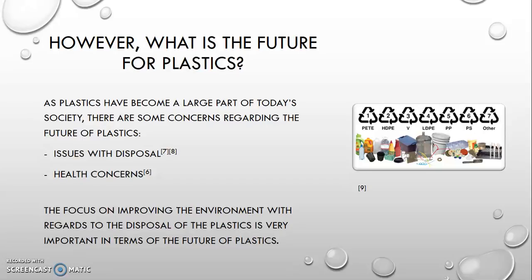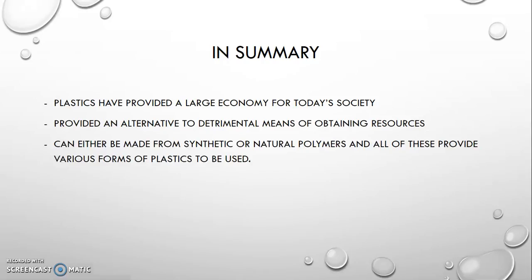So, in summary, we can say that plastics have provided a large economy for today's society, but they have also provided an alternative to a detrimental means of obtaining resources. As we've discussed previously, our source of ivory was the slaughtering of elephants, and plastics have now provided an alternative, having the same sort of properties as ivory. But also, plastics can be made from either synthetic or natural polymers, and as a result, they provide various forms of plastics to be used.